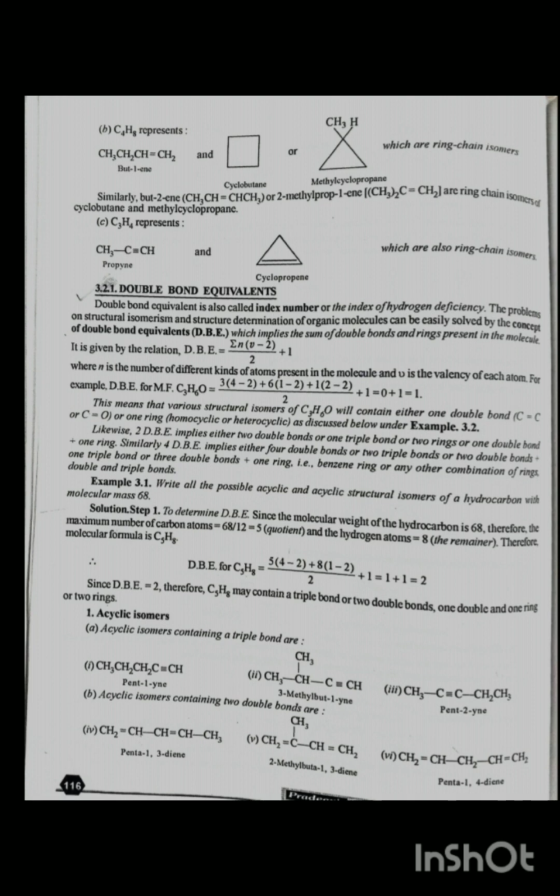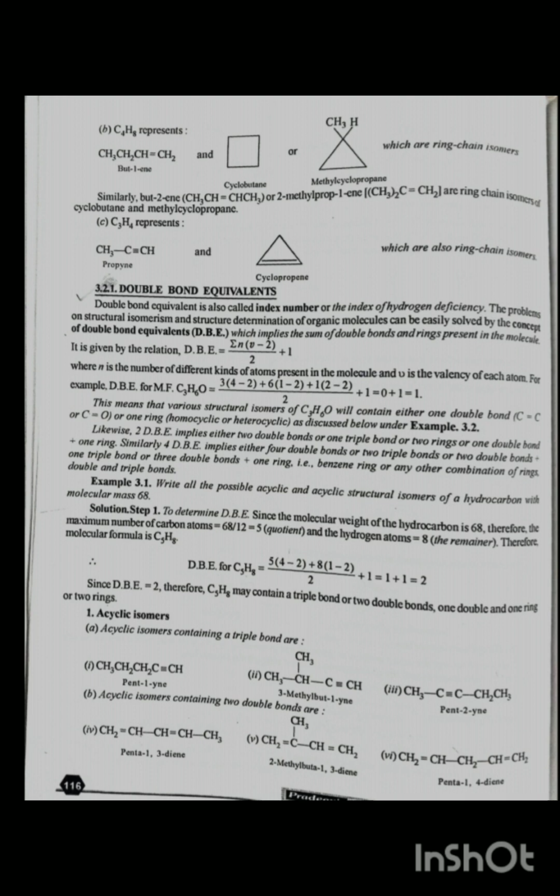Likewise, 2 DBE implies either two double bonds, or one triple bond, or two rings, or one double bond and one ring. Similarly, 4 DBE implies either four double bonds, or two triple bonds, or two double bonds plus one triple bond, or three double bonds plus one ring, for example, a benzene ring, or any other combination of rings, double and triple bonds.